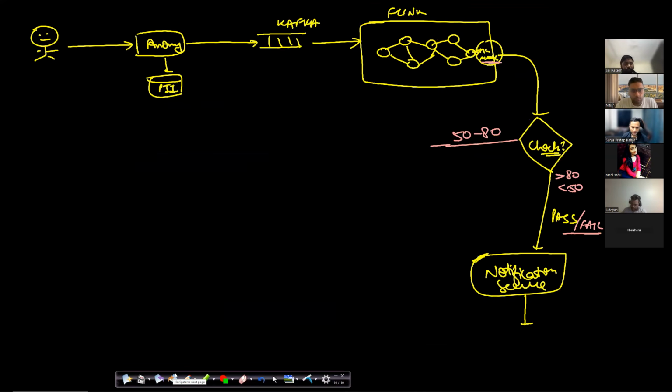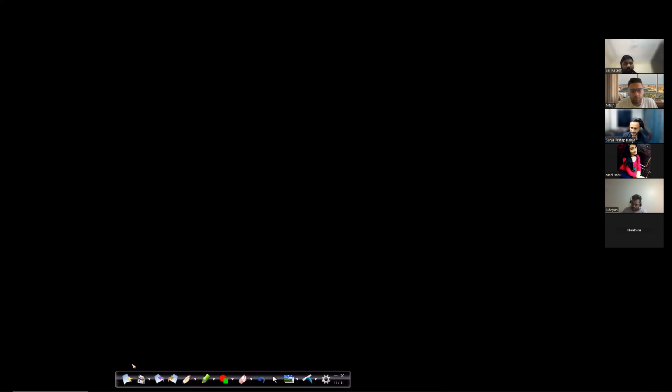Fine. So can we make it properly? Let's make a proper diagram, two side by side, and then we will again come back and try to see what should we do with the gray zone transactions.